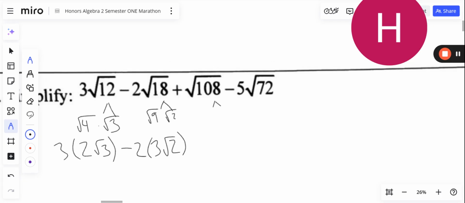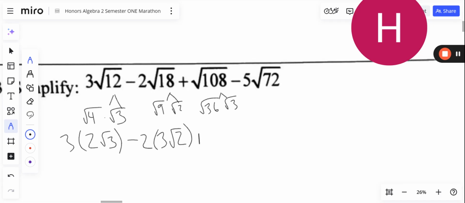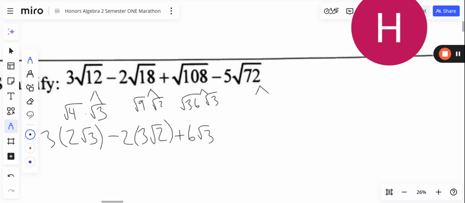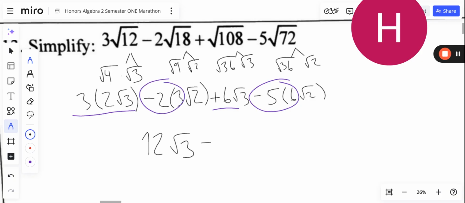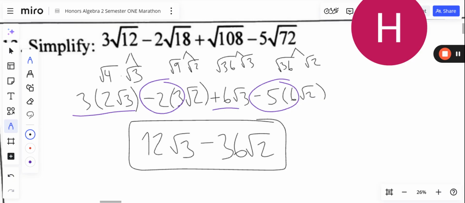If I break this one down in terms of perfect squares, the biggest one I have is 36 times root 3, so that's going to be 6 root 3. And then if I break this down the most I possibly can, this is going to be root 36 and root 2, so we'll have 6 root 2. And now we can just combine like terms. So these root 3's are going to connect. 3 times 2 is 6 plus 6. And then if we combine these together, we have negative 30 and negative 6, so negative 36 root 2. Is this a positive or is this a negative? You decide.